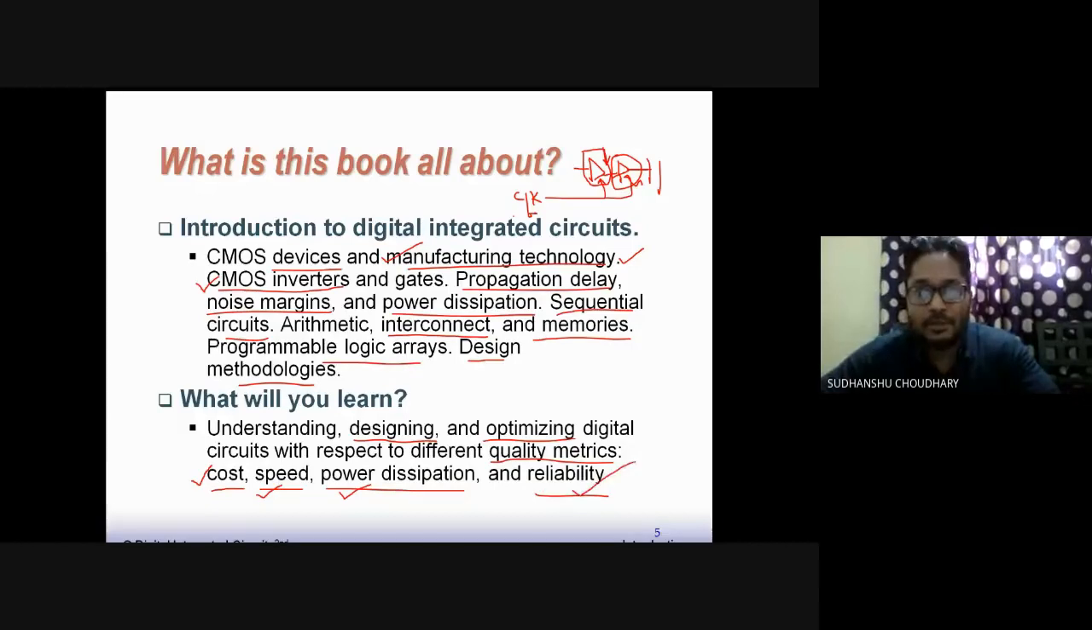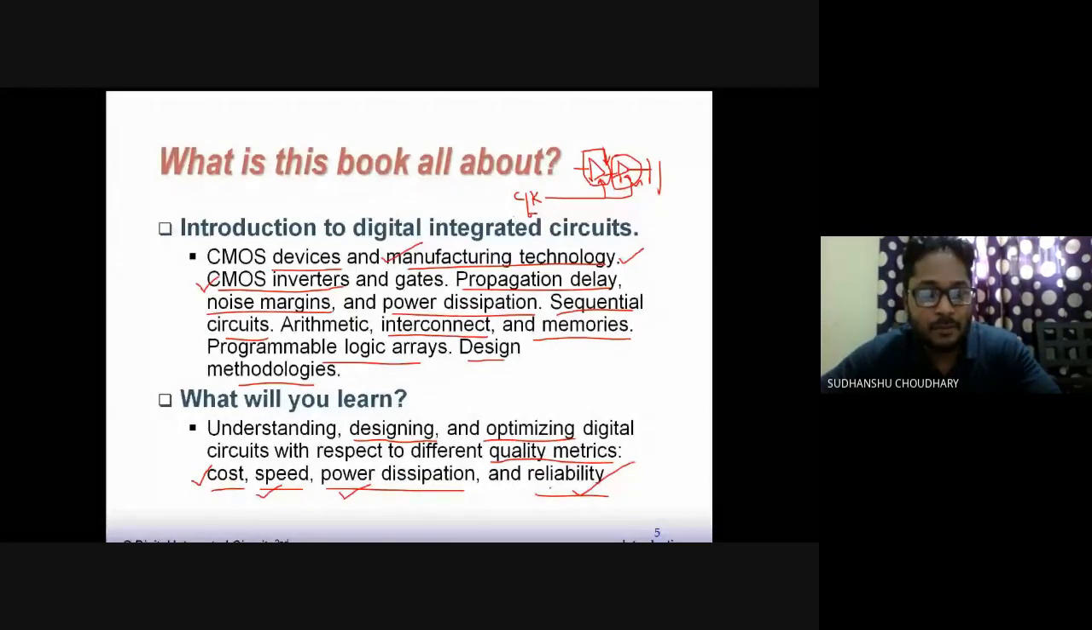Right? This is very important, and I think this is one of the important quality metrics, because reliability actually means that the circuit that you are designing should do only what you want it to. So whatever circuit you have designed should do only what you want, and it should not do what you don't want it to do.